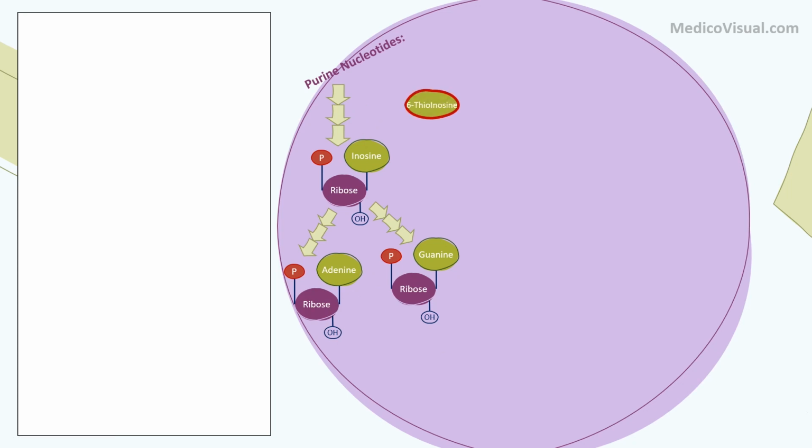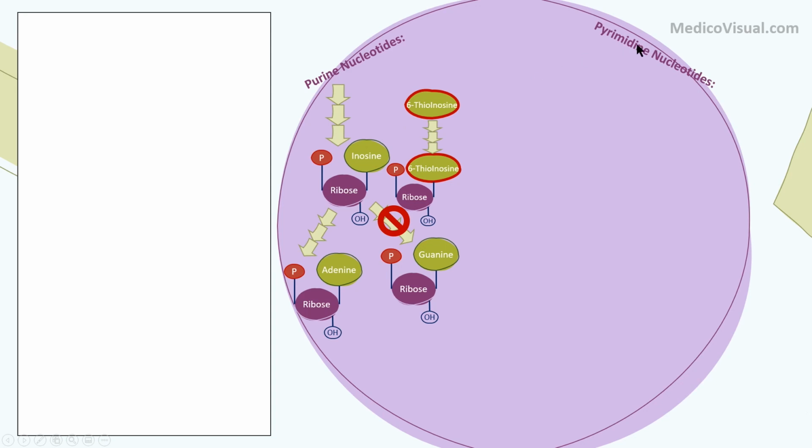Now here is a drug which is called 6-thioinosine. It is also called 6-mercaptopurine. This 6-thioinosine or 6-mercaptopurine resembles inosine. So through normal metabolism in the body, it is converted into, not inosine, 6-thioinosine monophosphate. This 6-thioinosine monophosphate, because of its structural resemblance with inosine monophosphate, can inhibit this process. So this is one anti-cancer drug.